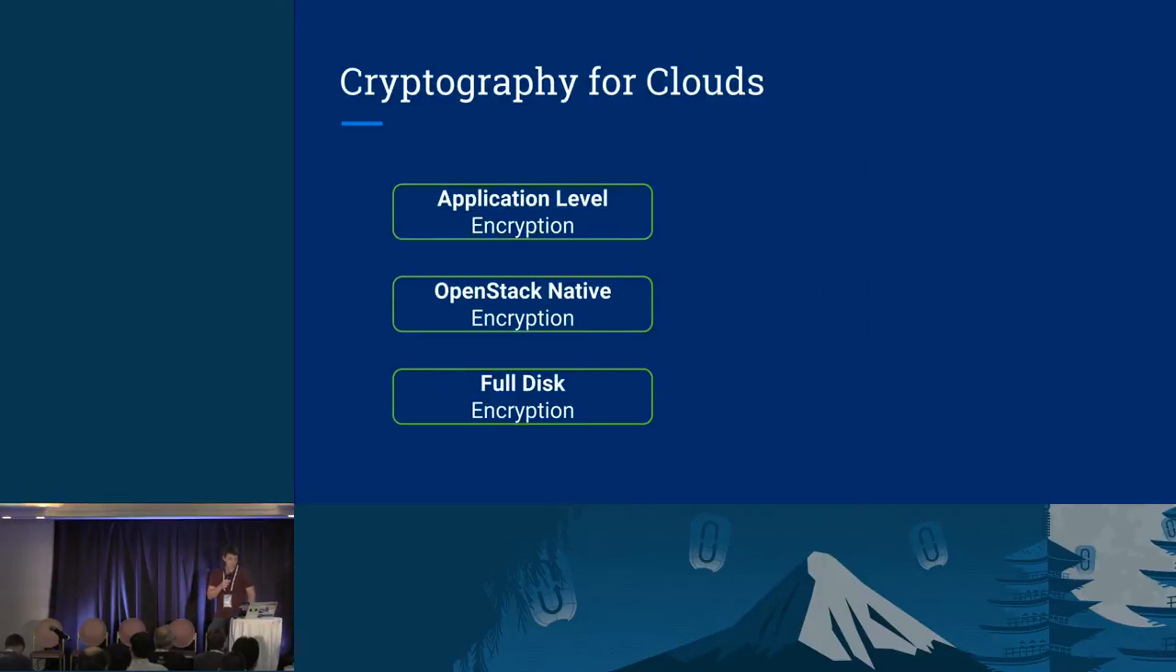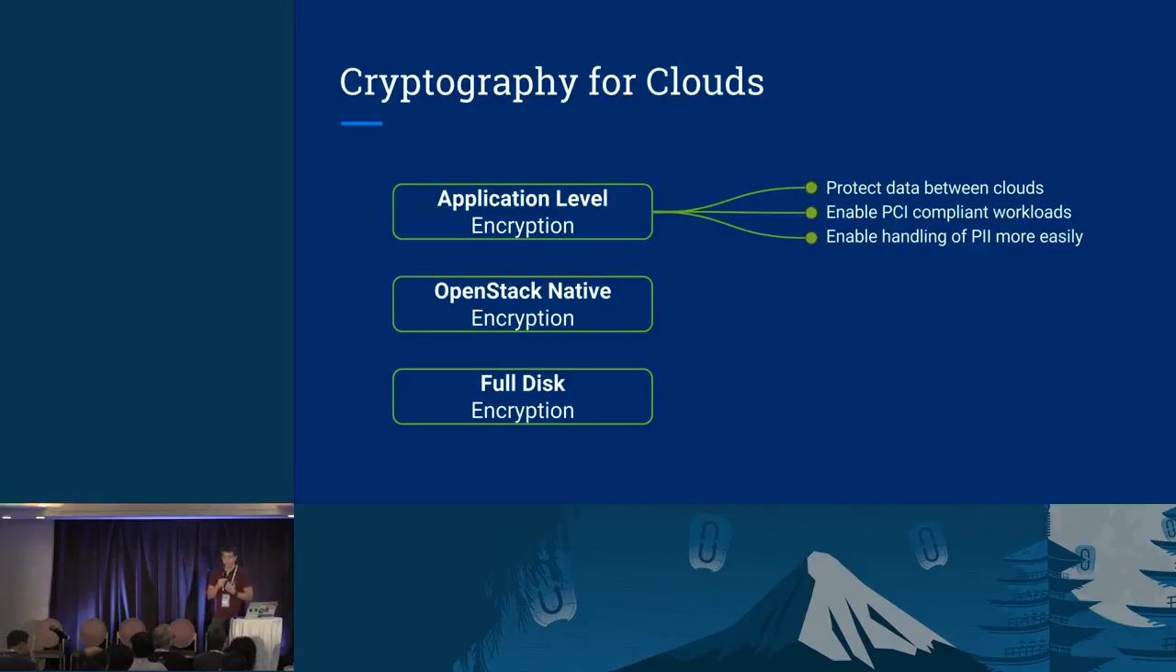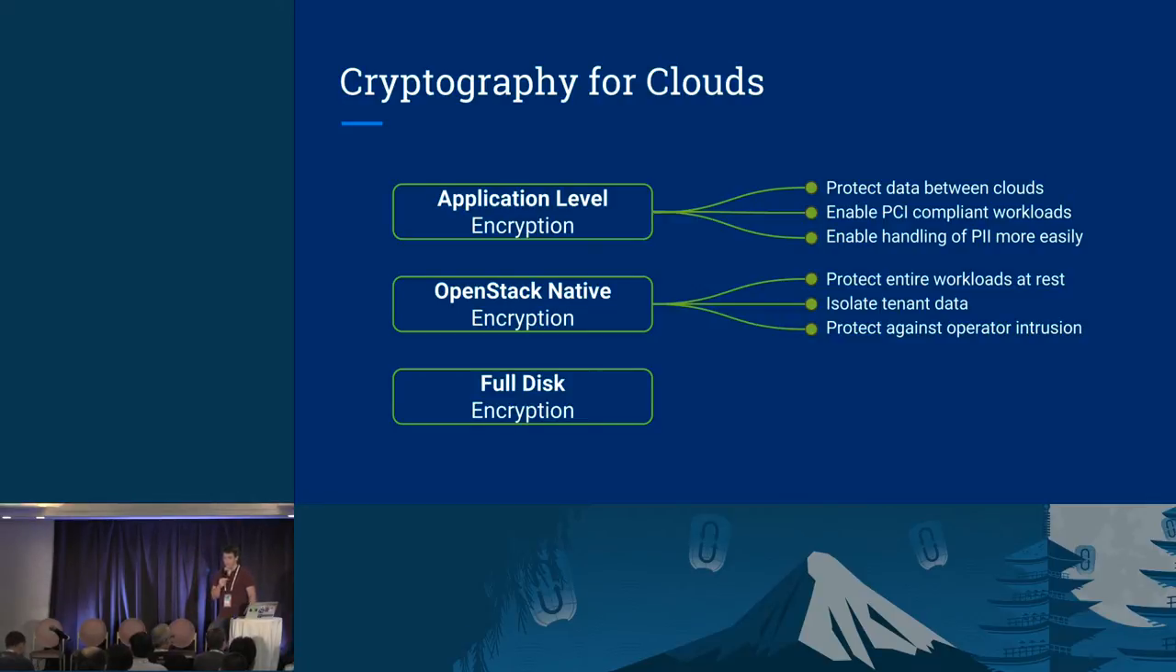So in clouds, you really have three different levels of encryption, these three tiers. You have application level, OpenStack native, and full disk encryption. So application level protects you at the application layer. It protects the data in your applications in the cloud. It's very useful for migrating data between clouds securely. There are good products out there that allow you to do application level encryption.